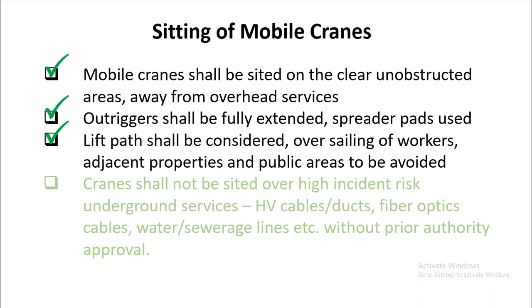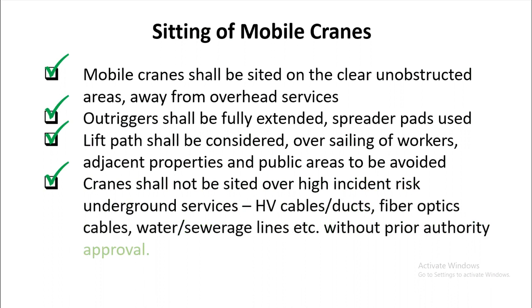So maybe you have done every check and you have a third-party certificate, but still there is a chance that parts of the lifting accessories or the lifting crane will fail, and it will cause an accident to the workers below your suspended load. So we need to make sure that the lift path is free from any workers to avoid oversailing them, and including adjacent properties, make sure that you have sufficient distance from adjacent properties, including the public areas.